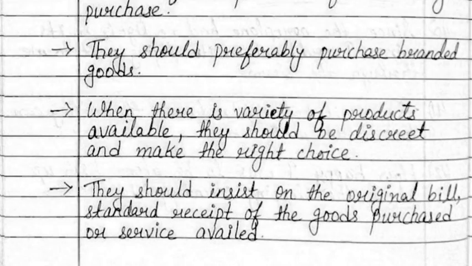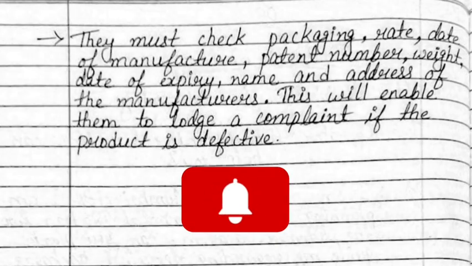When there is variety of products available, they should be discreet and make the right choice. They should insist on the original bill, standard receipt of the goods purchased or service availed. They must check packaging, rate, date of manufacture, patent number, weight, date of expiry, name and address of the manufacturers. This will enable them to lodge a complaint if the product is defective.